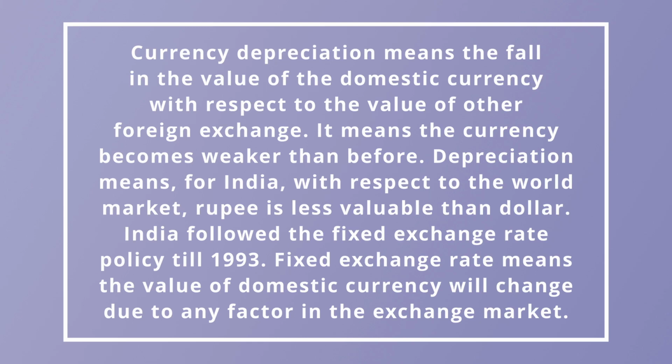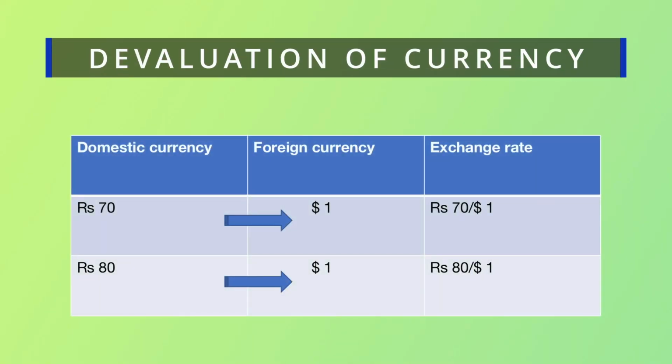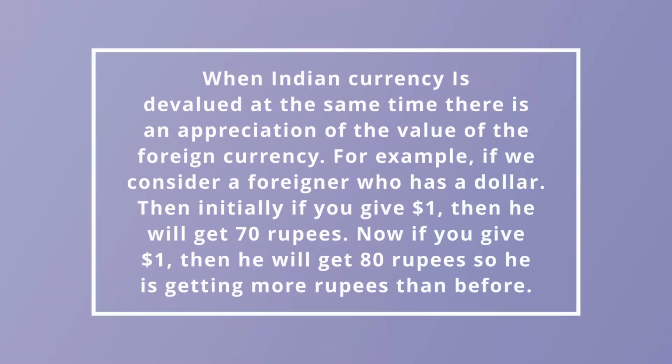Now if I go through the next table, you can see that if there is devaluation, that 70 rupees is increased to 80 rupees. That means now to have $1, we have to spend 80 rupees. So the 70 rupees is increased to 80 rupees. This is called devaluation. That is, the value of Indian currency has reduced. To have the same amount of foreign currency, now we have to spend more rupees than before. So this is the devaluation of Indian currency.